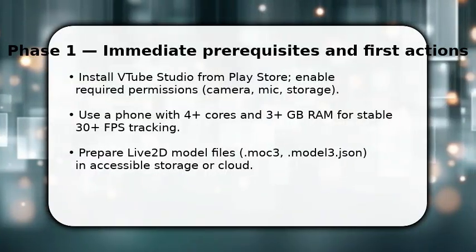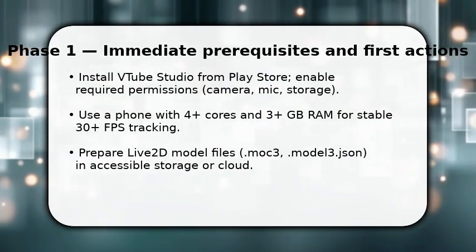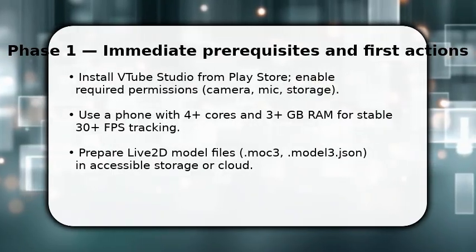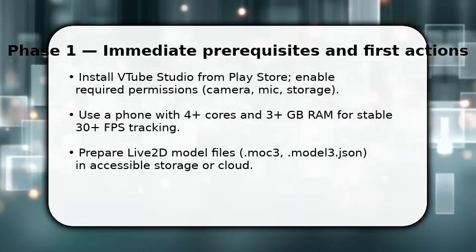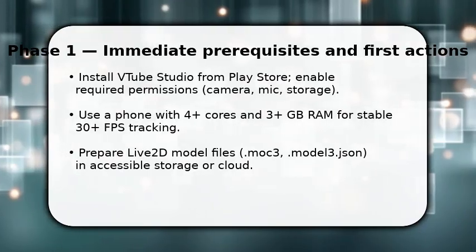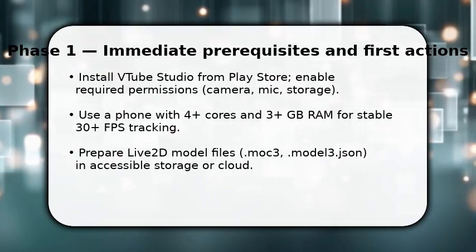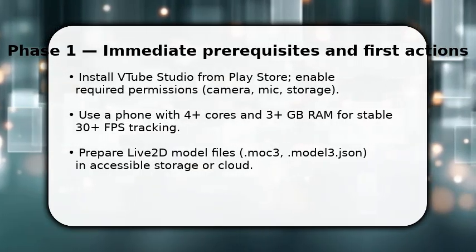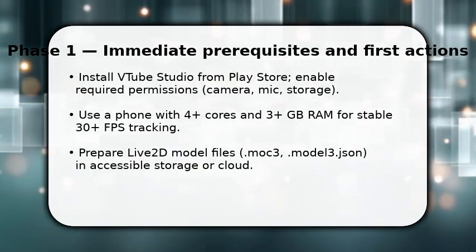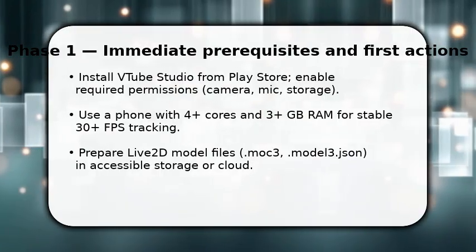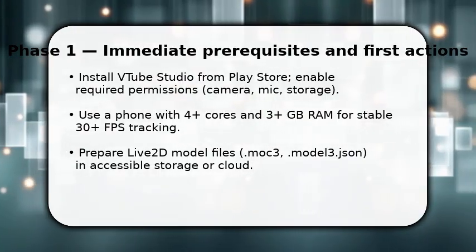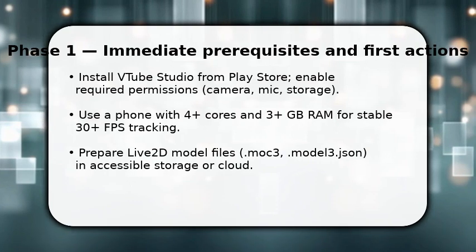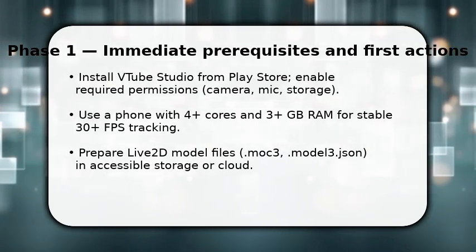You start by readying your Android and assets so tracking works. Install Vtube Studio and grant camera, microphone, and storage permissions so the app can access your model and feed. Once done, place your live 2D files in an easy folder or cloud and verify file names match the model JSON. Make sure your device meets minimum specs. Low CPU causes dropped frames, and close background apps to free RAM before launching Vtube Studio.